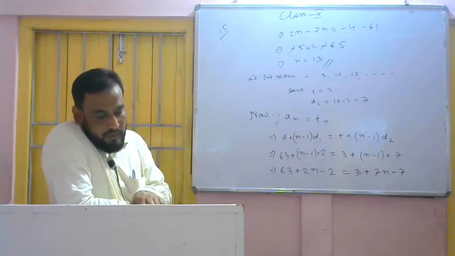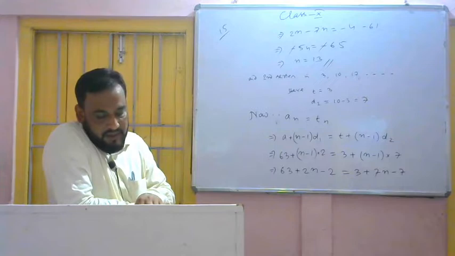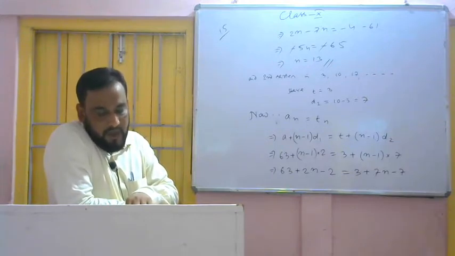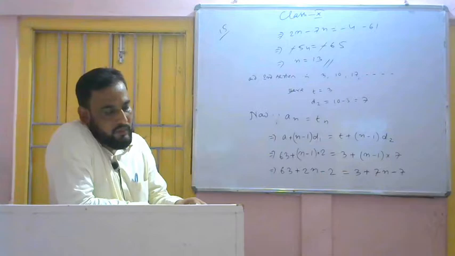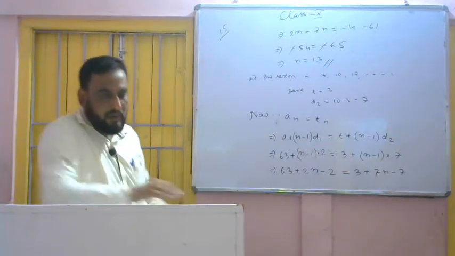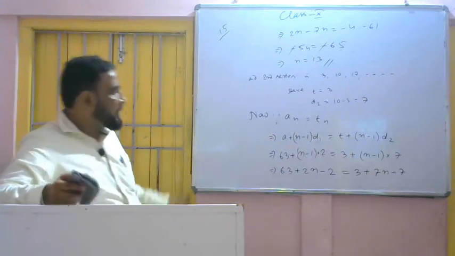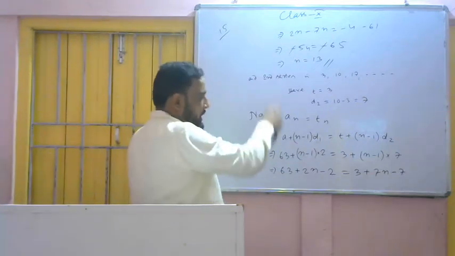Now question number 16. Determine the AP whose third term is 16 and the 17th term exceeds the fifth term by 12. Now we have to find out the AP. Okay? Have you done this?